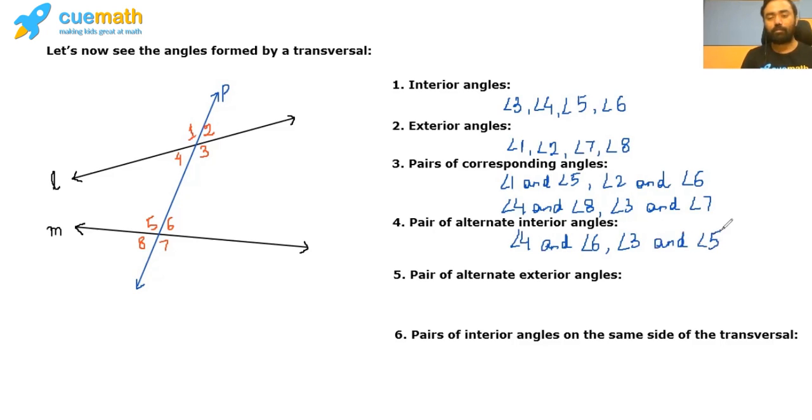angle 5. Similarly, pair of alternate exterior angles. Now the angles which are present on the exterior part of these two lines, but they must be at alternate positions. So an angle which is at an alternate position to angle 1 would be angle 7. So the first pair which I can write here is angle 1 and angle 7. The next one would be angle 2 and angle 8, because these two are also at alternate positions and on the exterior part of the two lines.